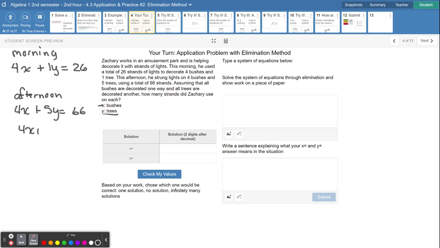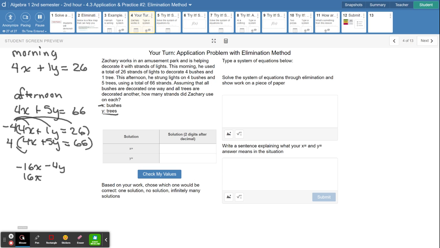We treat the system just like normal. We can make one opposite. I'll make the top one -4 and then this 4. If you do that, you're going to create -16x and a positive 16x. So then you know you did it correctly. -4 times 1y is -4y. And then -4 times 26 gets me -104. Be careful with your negatives.